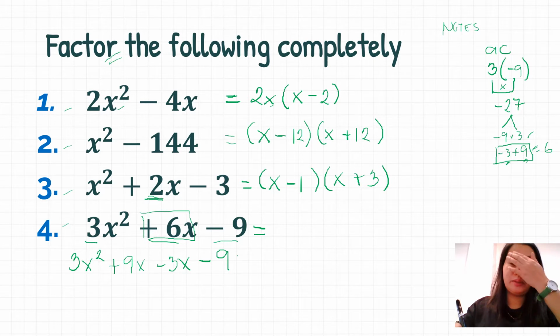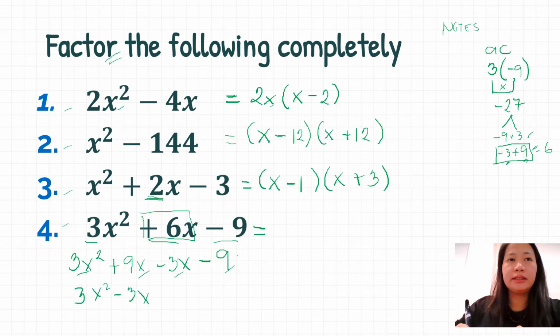I-group mo sila kung saan meron silang common factor. Okay, pagsasamahin ko si 3 at saka si 3, pagsasamahin ko si 9 at saka si 9. Pwede nyo pagsamahin si 9 at saka si 3, but make sure na kapag nag-group kayo, meron pong common factor. Okay po? Make sure po. And then, pagsasamahin ko po si 3x squared at saka si negative 3x. Ayan po yun. And then, pagsasamahin ko si 9x at saka si minus 9. Ayan po yun. Di pa ako tapos.